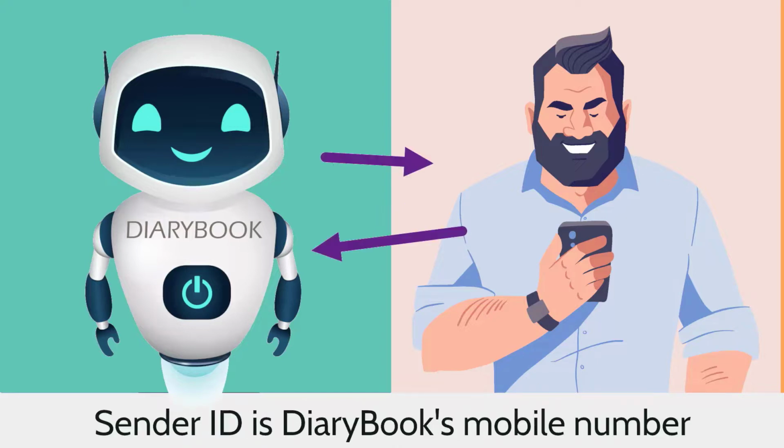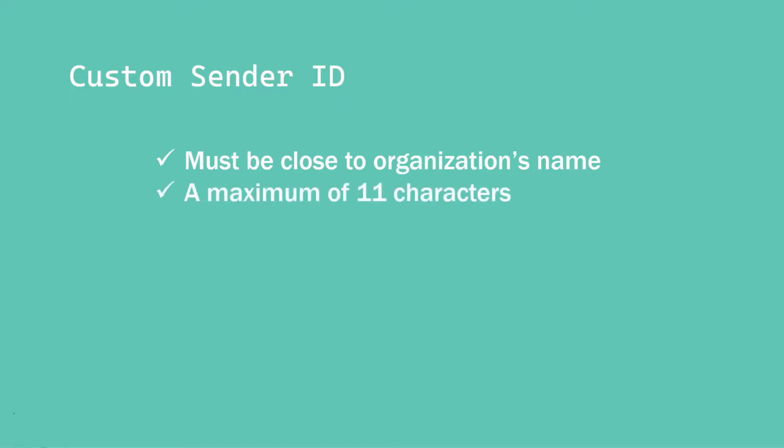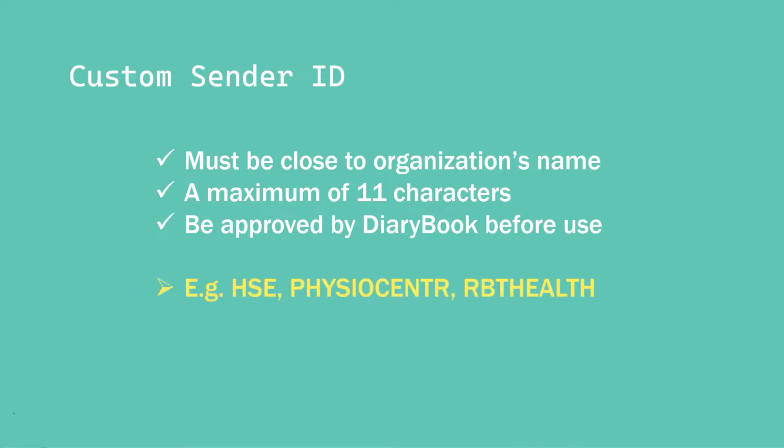If you decide to allow replies to your SMS appointment reminders, then you don't need a custom sender ID. However, if you do want a custom sender ID, please be aware that the ID must be related to your organization's name or activity. You're restricted to a maximum of 11 characters, and every ID needs to be authorized by DiaryBook before it can be used.